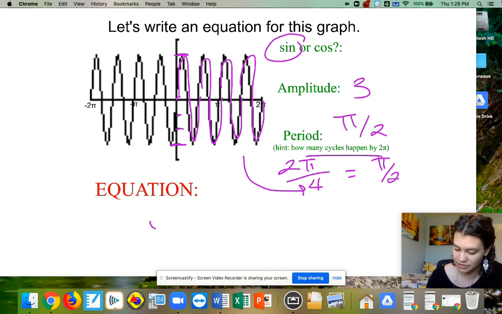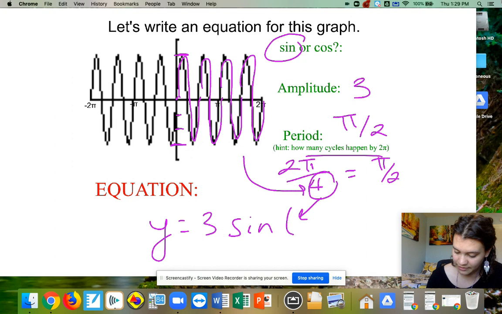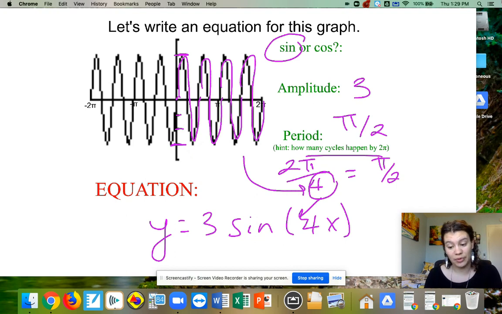So to write the equation, we have our amplitude, sine, and then take whatever you divided by and put that in. And you can always check your answers, figure out what's the period of your new function. If it doesn't match what you want it to be, something went wrong.